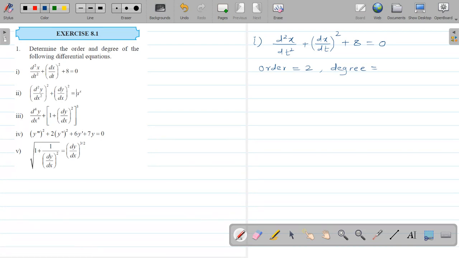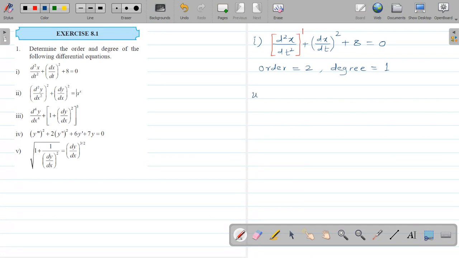Now see this term, we have to write the degree as the power of this second order derivative. The power of this is 1. Power means index of this. This is the highest order derivative, and the index here is 1. So that is why degree is equal to 1. Remember how to get the order and degree. So this is for the first example.